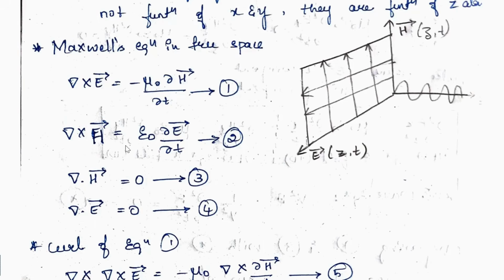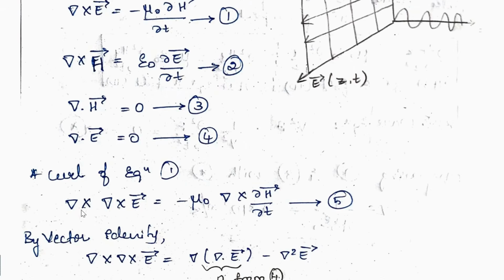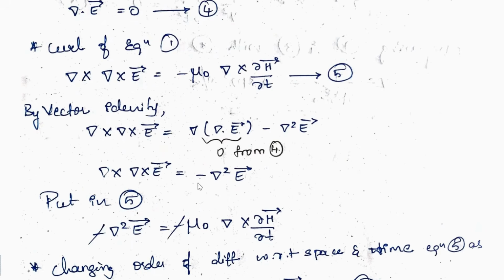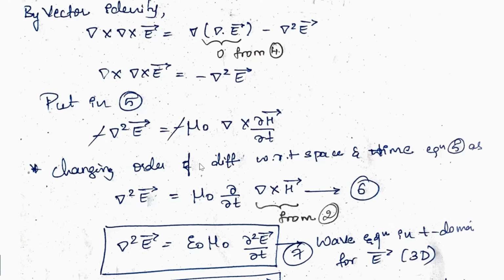Take the curl of the first equation, that is del cross del cross E vector is equal to minus mu naught del cross dou H vector by dou t. By the vector identity, we know that this term is 0. So from equation 4, we can write this term as 0. Now put that in equation 5. On substituting, this becomes del square E vector is equal to mu naught times del cross dou H vector by dou t. Here the minus gets cancelled.